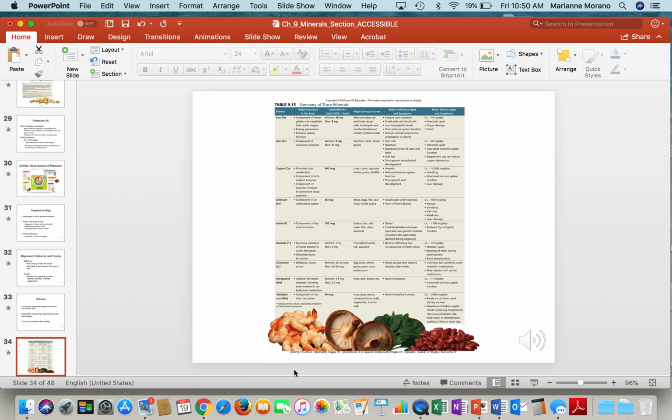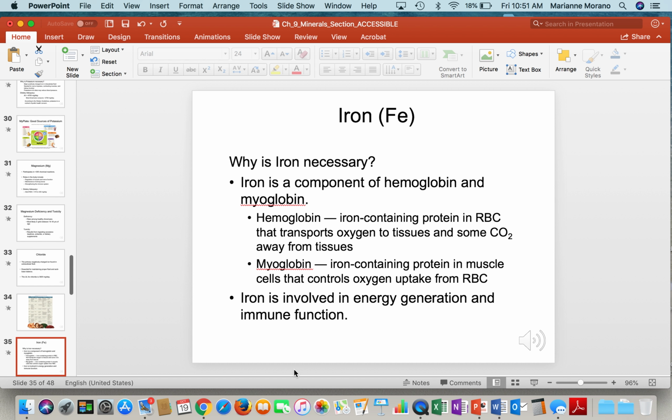And table 9.15 gives a summary of these minerals that are very important, again, to understand the major function of these minerals and to understand how much you need a day and what the deficiency and toxicity looks like. So review table 9.15 and you will get an idea of what you should be doing in your diet with regard to these trace minerals.